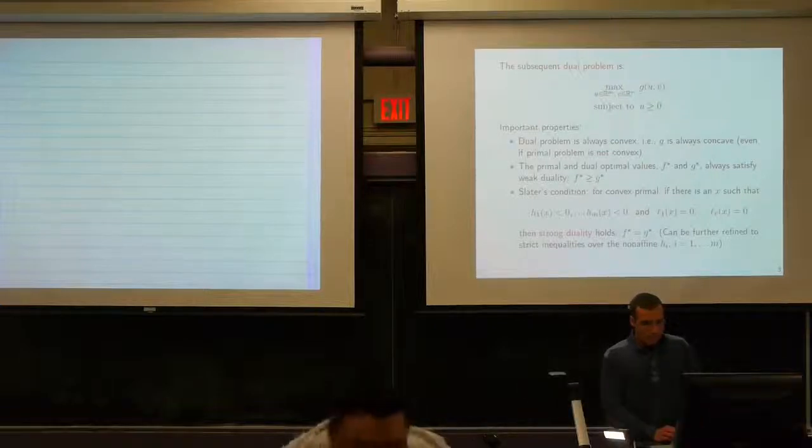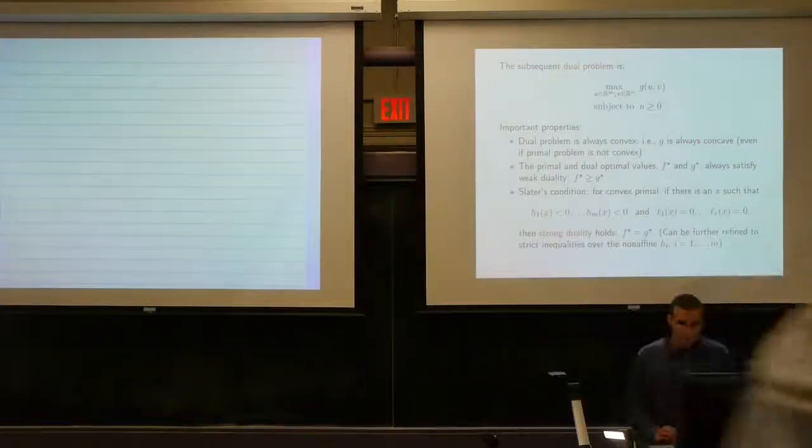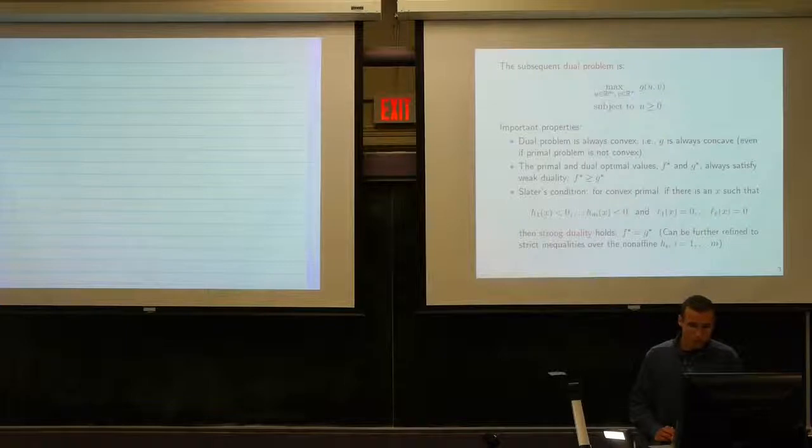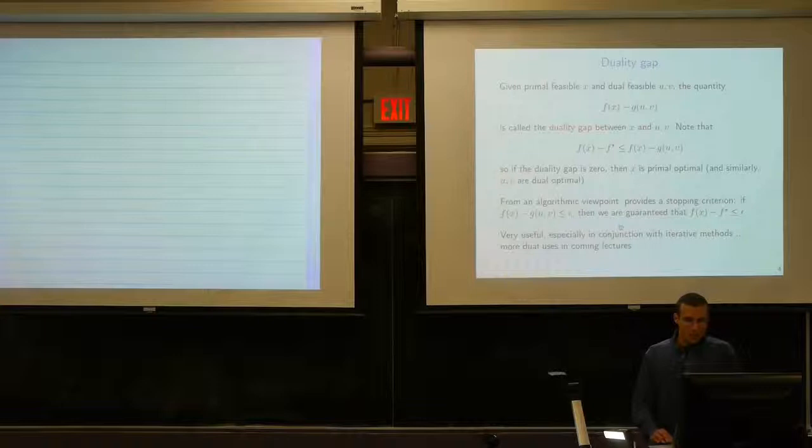And summary of all this stuff: dual problems are always convex, dual functions are always concave. We get weak duality always, and strong duality under Slater's condition. So if the problem's convex and we have a feasible point that satisfies the inequalities strictly. So a couple important things to point out before we talk about the KKT conditions.